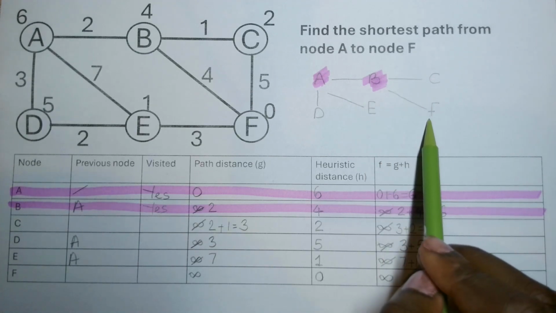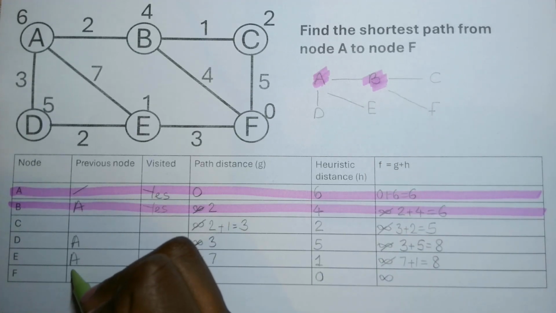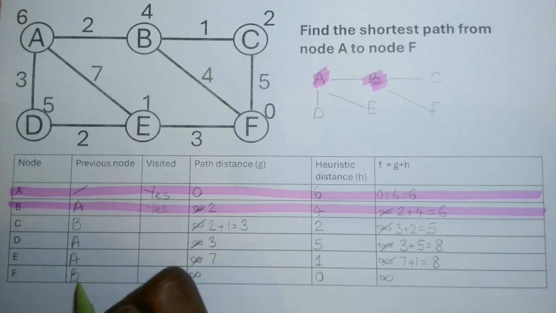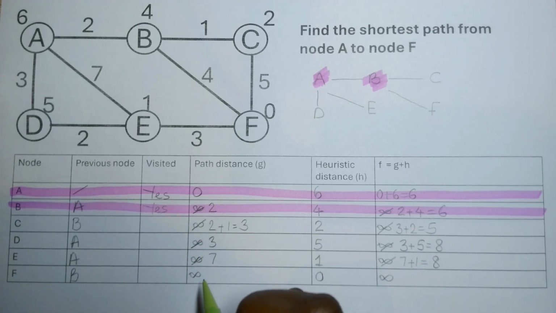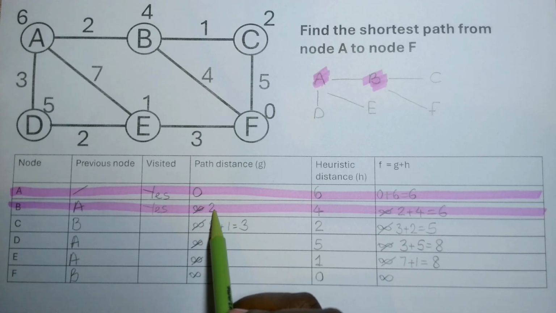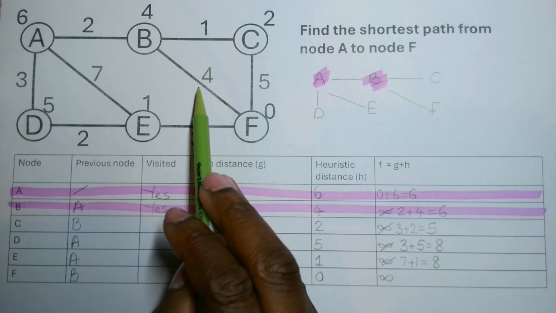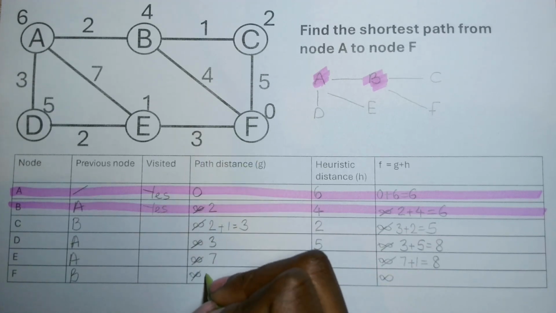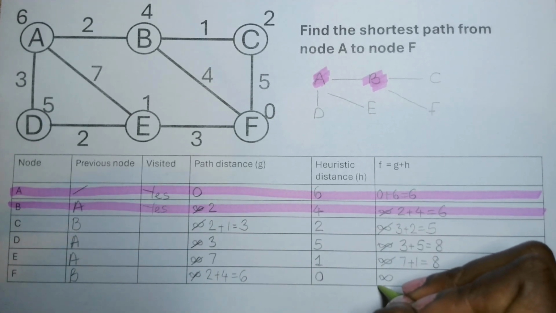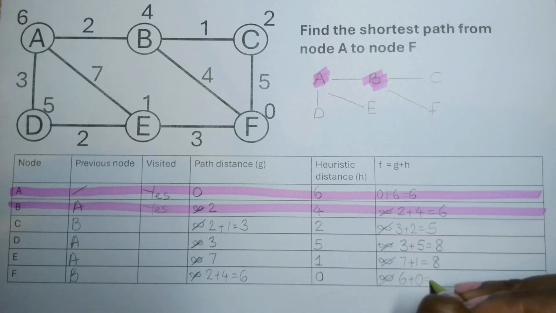Then B to F. I need to write down B here to say this is the previous node to C. I need to write B here to say that is the previous node to F. For F, the G distance from B to F is 2 plus 4, which equals 6. 6 plus 0 is 6.